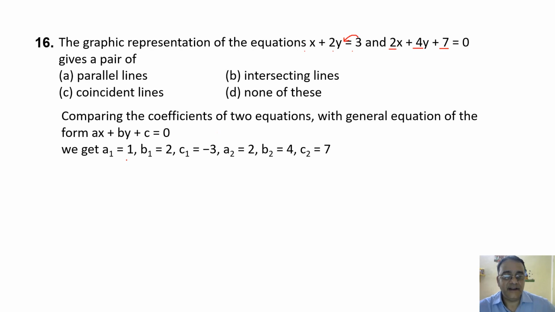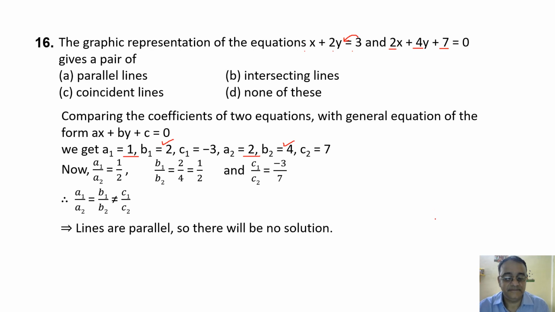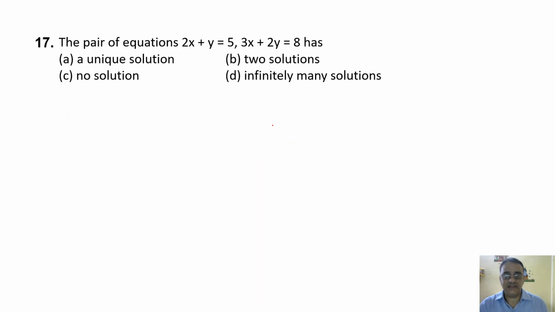Right. So now we'll find a1 upon a2, that is 1 by 2, and b1 upon b2. How much is b1 upon b2? 1 by 2. That is 2 by 4, 1 by 2. And the last one, c1 upon c2, minus 3 by 7. Right. Very good. So that means a1 upon a2 is equal to b1 upon b2 but not equal to c1 upon c2. So the lines are parallel and there will be no solution. So which option is the correct one? Option A, right. So now we are moving toward the next question, 17th.